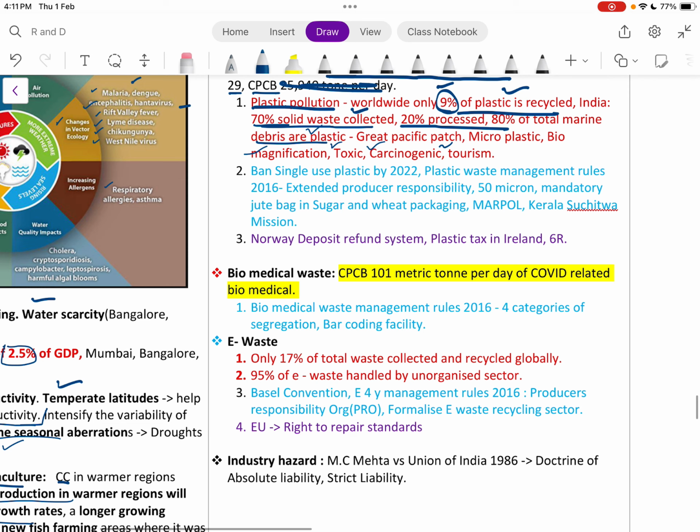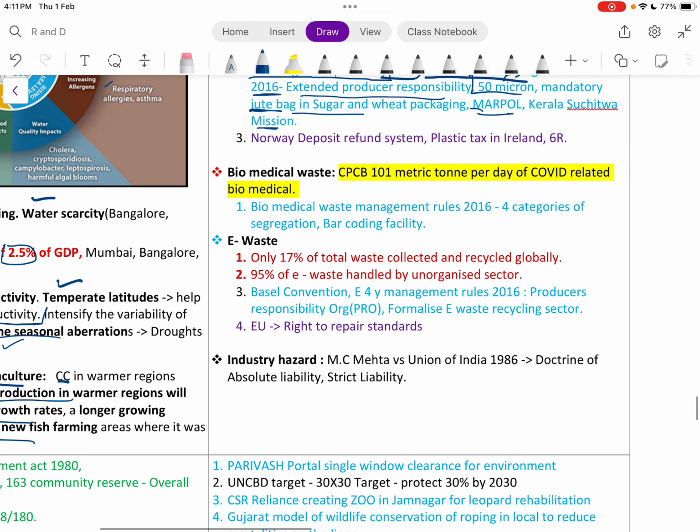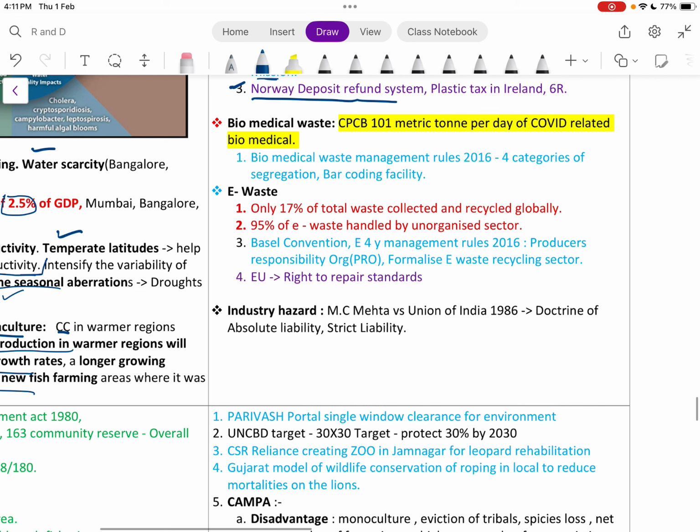Ban single-use plastic by 2022. Plastic Waste Management Rules 2016. Extended producer responsibility, 50 micron, which is extended to 120 microns. Mandatory jute bags in sugar and wheat packaging. MARPOL, Kerala Suchitwa Mission. So these are the initiatives. Norway deposit refund system, plastic tax in Ireland, 6R among others.